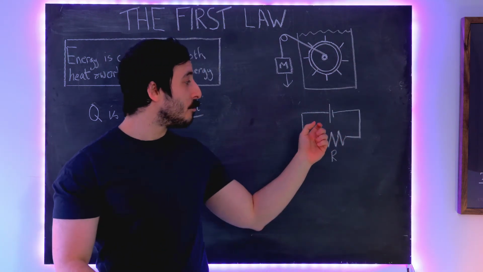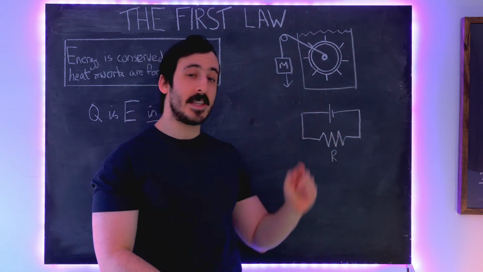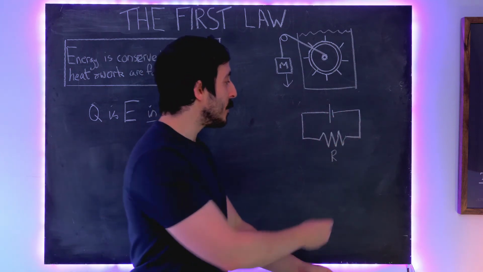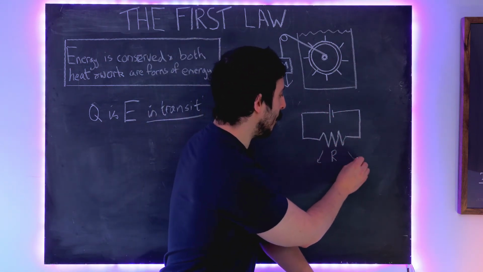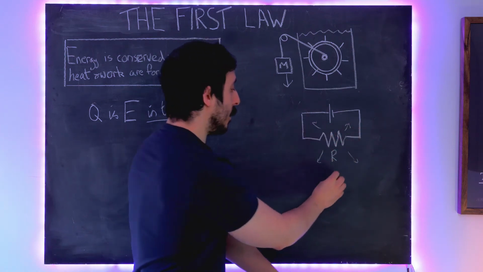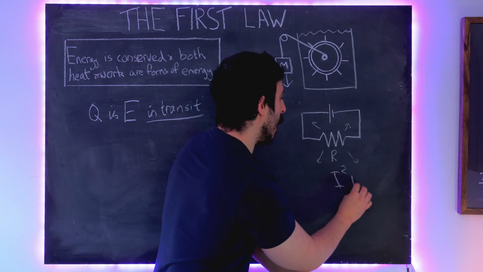And then he did another experiment. He took a resistor connected to a battery, as you see here, and he put energy into the battery through the resistor, and he measured the heat output from this resistor, which we now know to be I squared R.